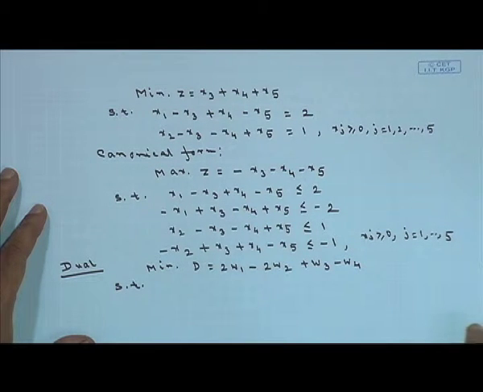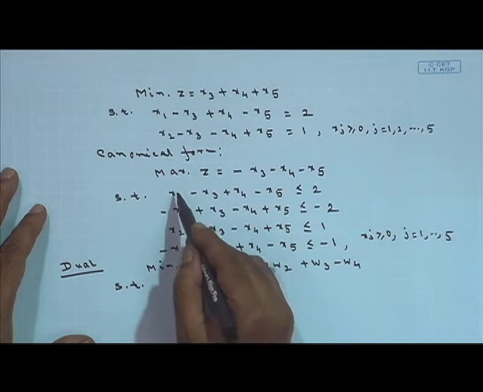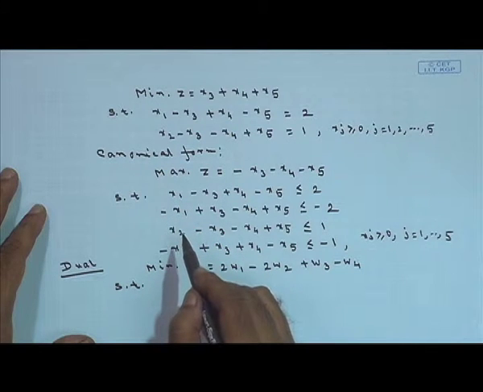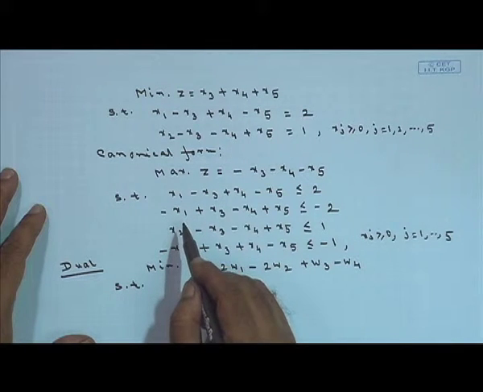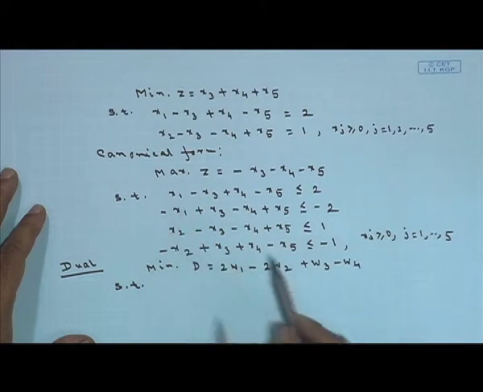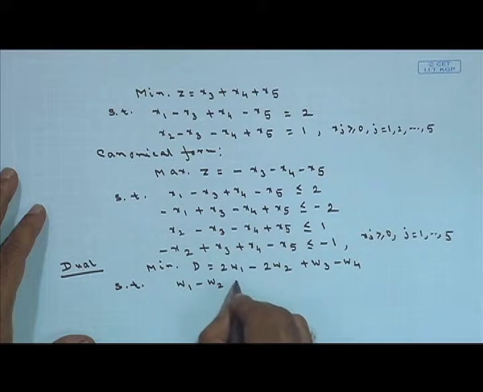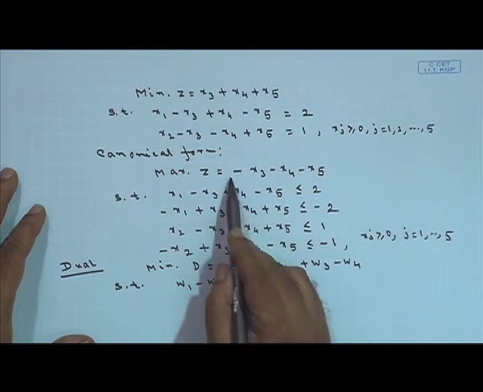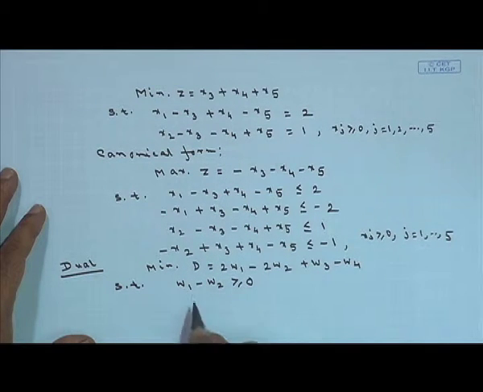Subject to what? First, I have to take the coefficients one variable after another. I will take the coefficients corresponding to the variable x1 first. x1 is appearing only in the first and second constraints. So, it will be w1 minus w2, greater than or equal to; x1 is absent in the objective function, so the coefficient is 0. So, w1 minus w2 greater than or equal to 0.